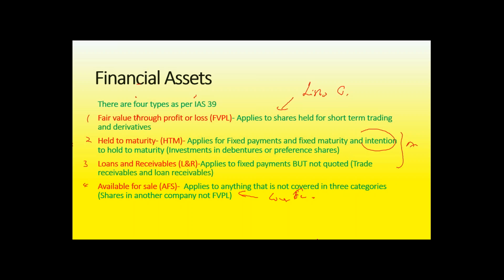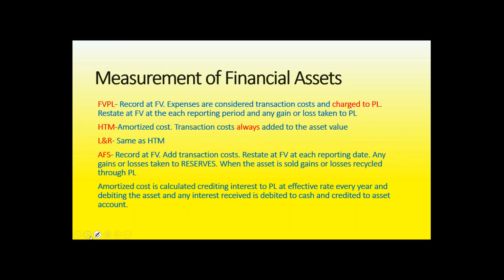So one question will always be, where will you categorize it initially? It is very important. Will it be fair value to profit or loss? Will it be available for sale? The information given by the examiner will make you judge whether it should be under category 1, 2, 3, or 4. So the measurement of financial assets at fair value to profit or loss, as I said, is recorded at the fair value. Expenses are considered transaction costs, charged to P&L. At the end of every year it will be restated at fair value. Any gain or loss is taken to P&L.